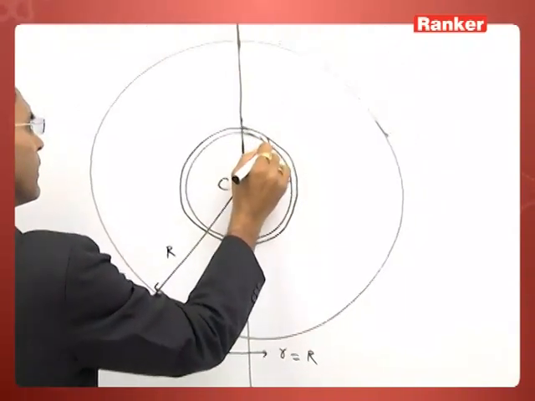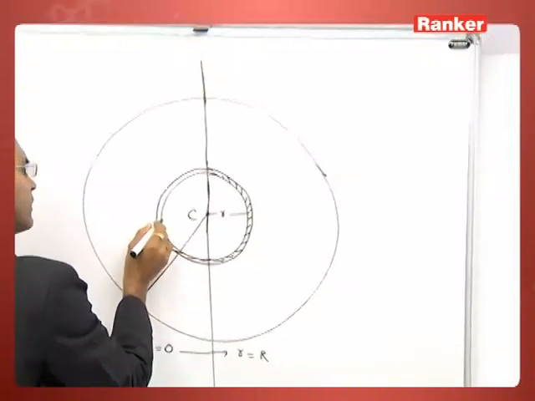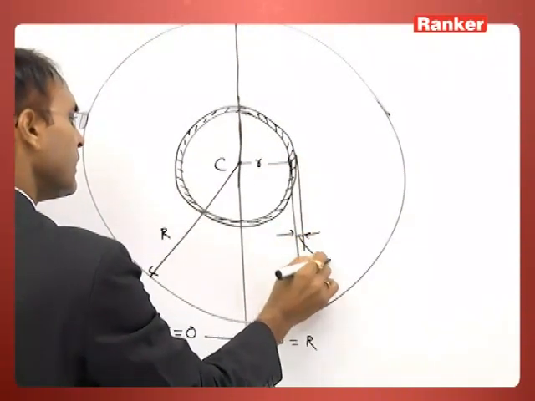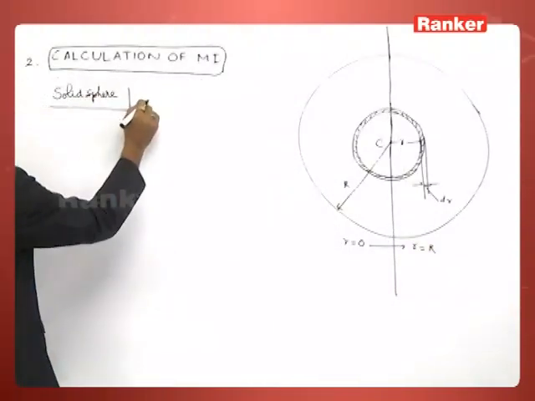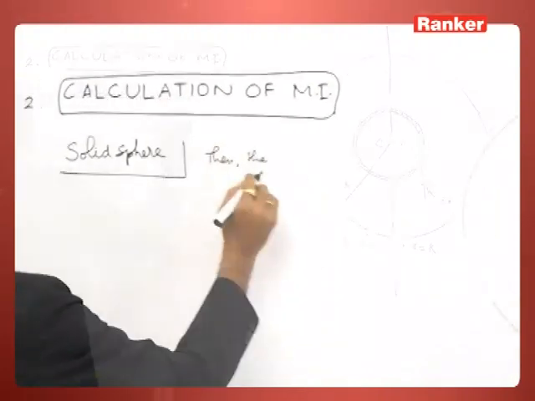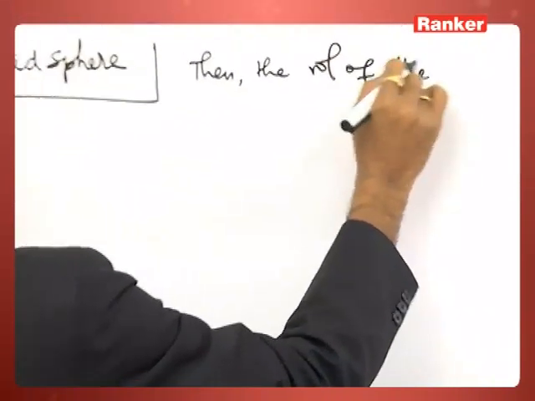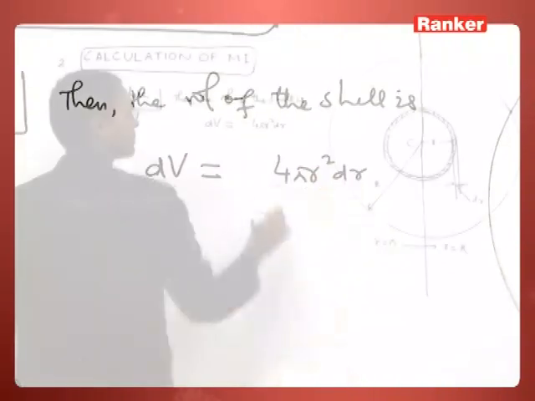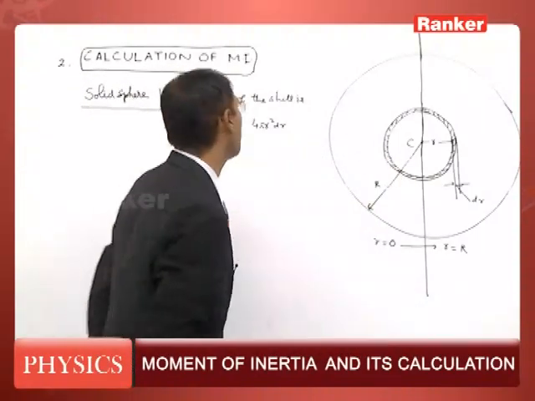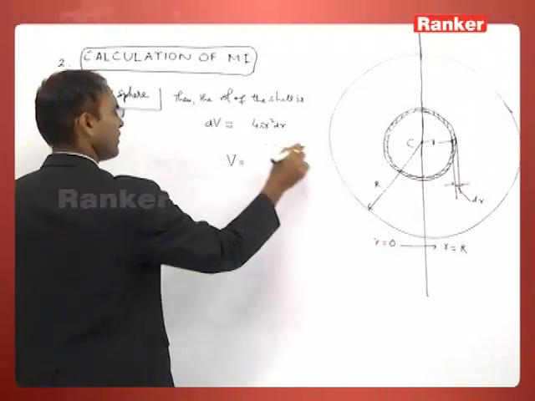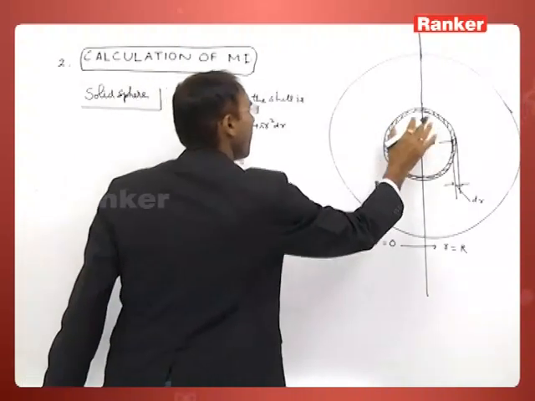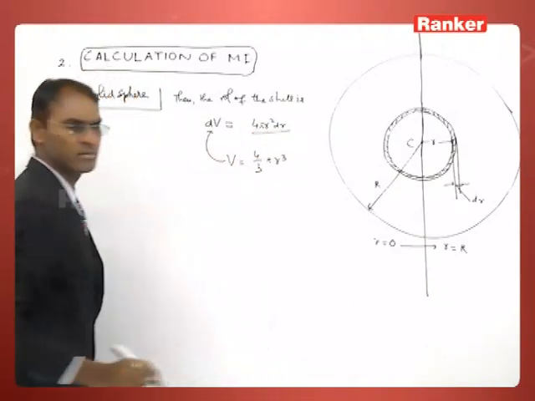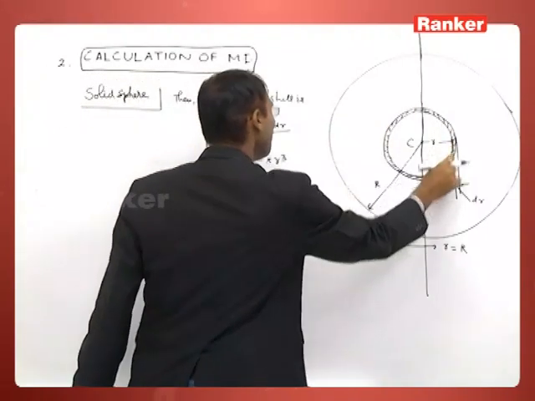This thin spherical shell, let it have the thickness dr. Then the volume of the thin spherical shell is given as dV is equal to 4 pi r square dr. Its area is 4 pi r square and thickness is dr. Or you can just write volume of the sphere of radius r is equal to 4 by 3 pi r cube, and dV will be equal to 4 pi r square dr. dV is the volume of the thin spherical shell.